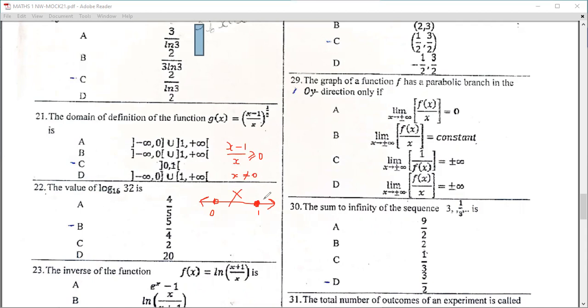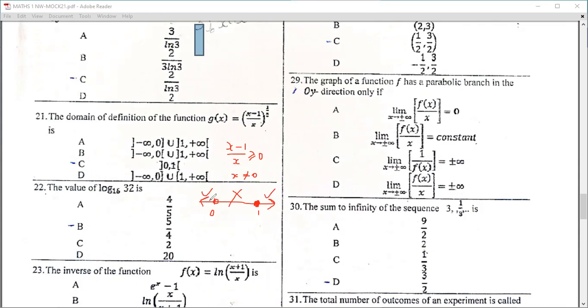Let's take a number greater than 1, for example, 2. If we take 2 and test here, this region will be satisfied because the answer will be greater than 0. And if you take a number less than 0, it also satisfies. So our domain of definition is from negative infinity to 1, but 1 is not included.